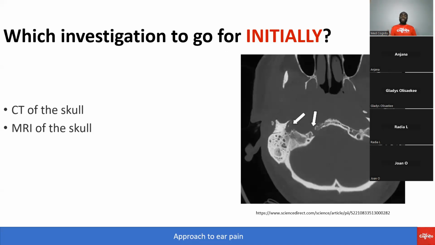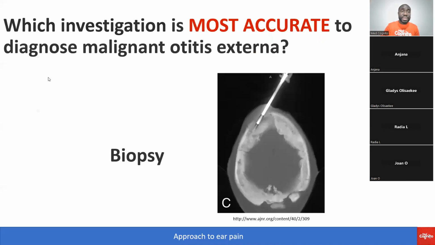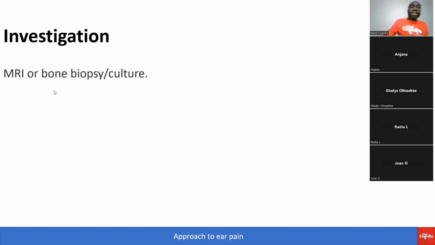So what investigation will you do? CT scan and MRI of the skull. We've learned the initial investigation is CT and MRI, but which is the most accurate? It is to do a biopsy. So remember, there's a difference between the best initial step, the next step, and the most accurate step. You can do the MRI, then the bone biopsy, and then a culture.